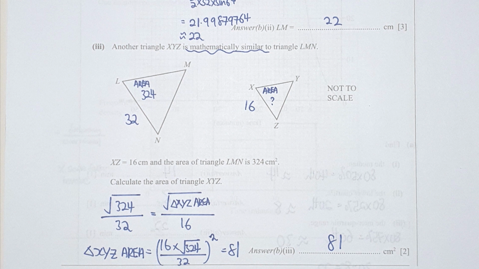On question 3, the keyword here is mathematically similar. LMN has an area of 324, whereby for XYZ the area is unknown. As for LN, it is 32 and XZ is 16. So simply run the comparison and do take note that for area we are required to square root it.